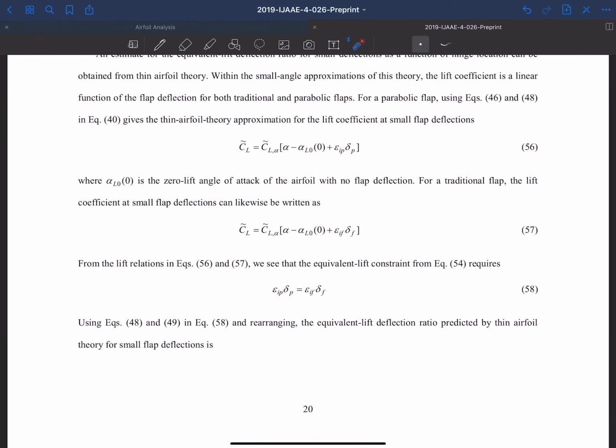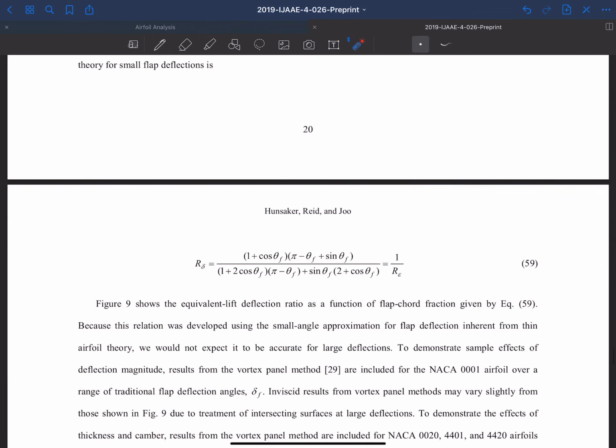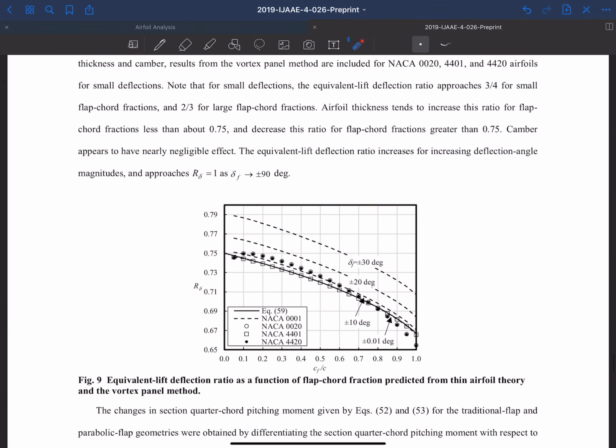And so actually from thin airfoil theory, we can estimate what that deflection ratio looks like. This is a plot of that solution. So here we've got CF over C again on the x-axis, and this is the deflection ratio, how much parabolic flap we need compared to the traditional flap. And it's just that ratio.